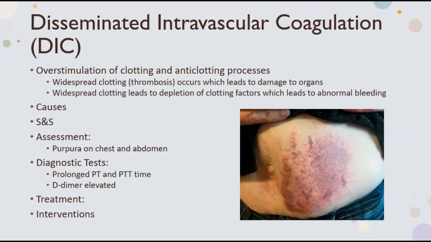Interventions: you want to monitor hematocrit and hemoglobin. Assess for signs of bleeding, especially on the skin and the GI tract. Monitor level of consciousness and vital signs. Avoid needle sticks or IM injections. Apply pressure to bleeding sites. Prevent injury. Pad the side rails of the bed. Use foam cotton swabs for mouth care. And avoid contact sports, blowing the nose, razor blades, and a hard toothbrush.